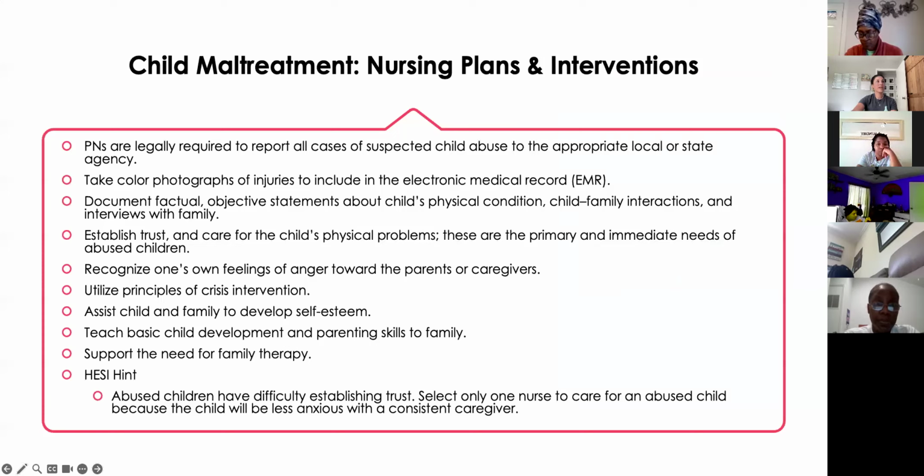So we want to make sure that we are reporting all of these cases of suspected abuse to the appropriate agencies, making sure that we're documenting objective statements, making sure we're including everything that we're seeing about the child's injuries, as well as their interactions with their caregivers. Any photographs of the injuries might be helpful. We really have to work at reestablishing the trust between the child and their caregivers and helping provide support for crisis intervention.